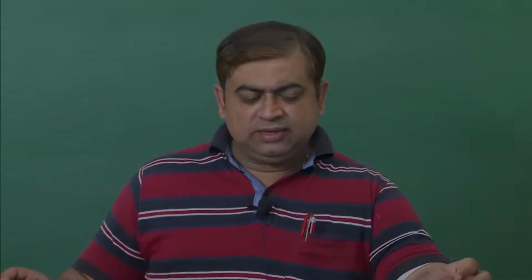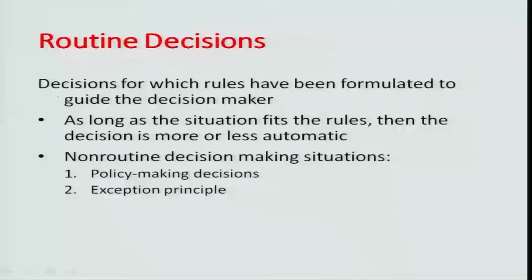So, what are the kind of decisions that people would typically take? So, there are routine decisions, decisions for which rules have been formulated to guide the decision maker. So, you just go by what is written and documented somewhere to arrive at a decision.